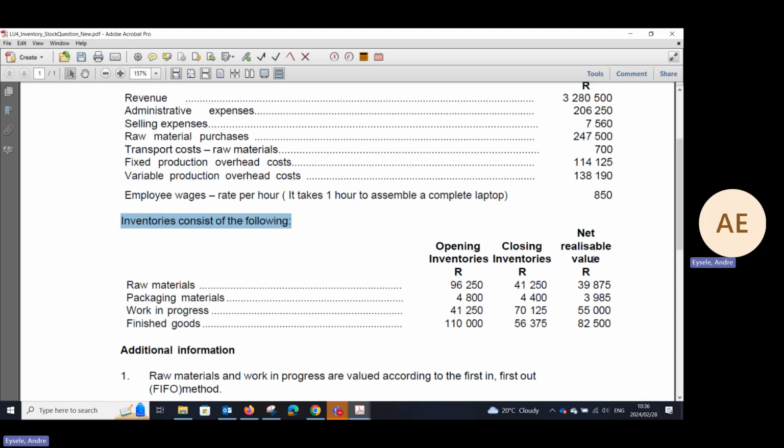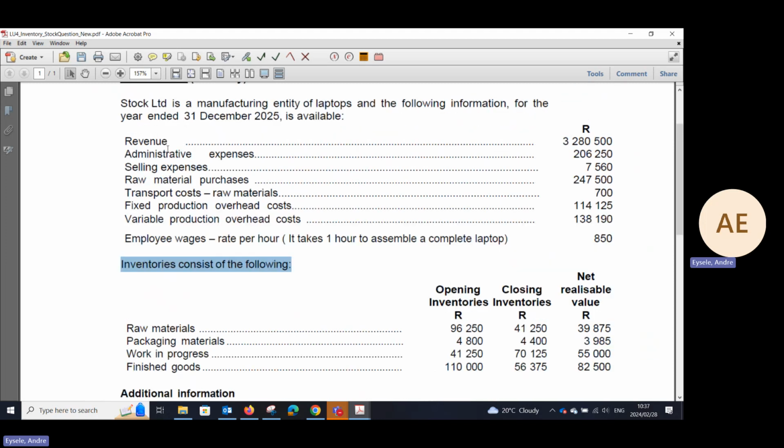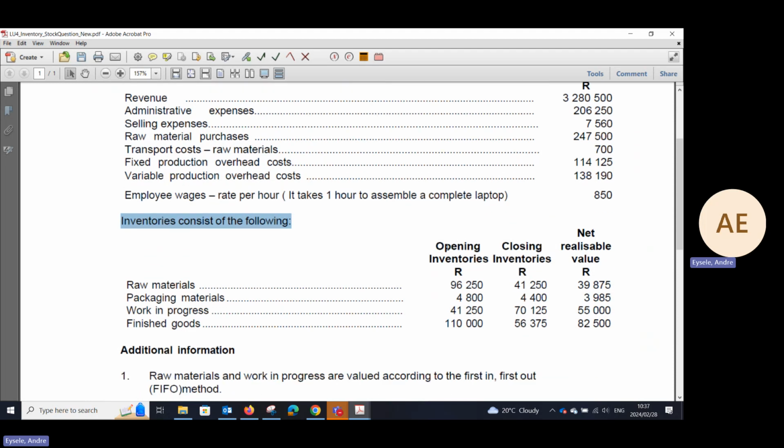As from theory, you know that when we are going to draft the annual financial statements and the statement of profit or loss, cost of sales consists of your opening stock plus your purchases less your closing stock. All right. So your cost of sales is the section in a calculation that we will have to calculate regarding your raw materials, your closing inventories, and net realizable value.